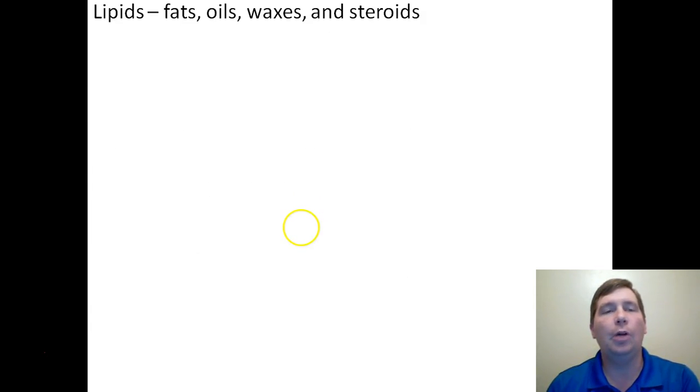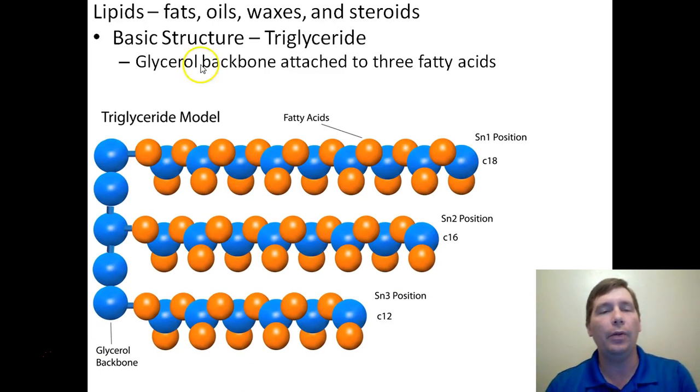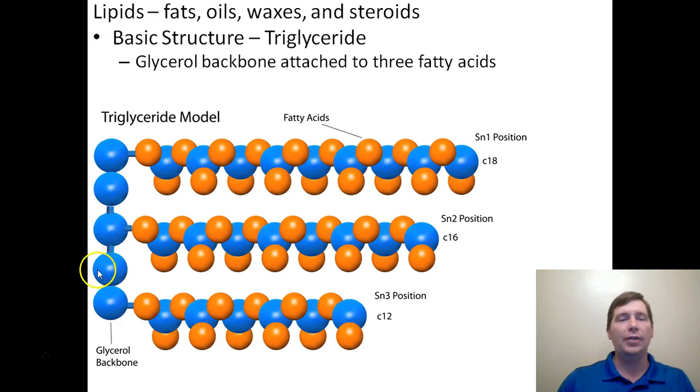The next macromolecule we need to talk about is lipids. Now lipids, the more common name for lipids are fats. So all fats are lipids, all oils are lipids, waxes, and even some steroids are examples of lipids. So what are lipids and what are they made out of? Well, the basic structure of a lipid is this molecule here called a triglyceride. Triglyceride. This is what your fat is made out of.